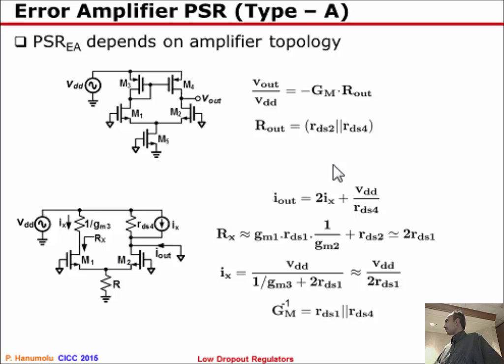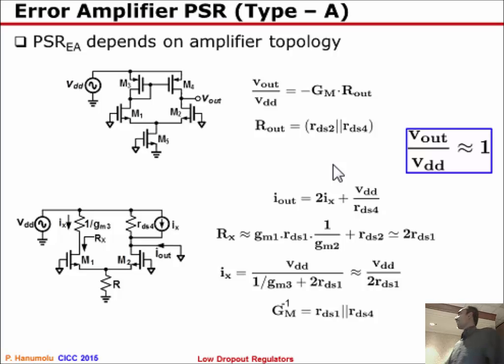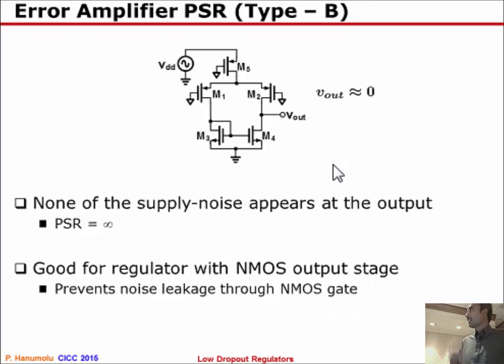And if this is much larger than 1 over Gm3, this is VDD over 2 RDS1, and 1 over Gm is RDS1 parallel RDS4. So what this means is really all of the noise you have on the supply voltage appears at the output, because the power supply rejection of this kind of error amplifier is 1. This might sound like a terrible thing to have, but as we will see, we are not interested only in the error amplifier of individual blocks. I'm really interested in the PSR of the entire LDO. So when we put this in the context of the entire LDO, this actually may be a very good thing.